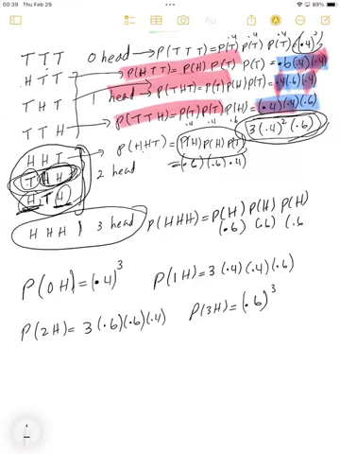If I calculate this number, 0.4 to the power 3, I get 0.064. For this one, 3 times 0.4 times 0.4 times 0.6 is going to give you 0.288. And then this one is going to be 0.216, when you raise 0.6 to the power of 3.